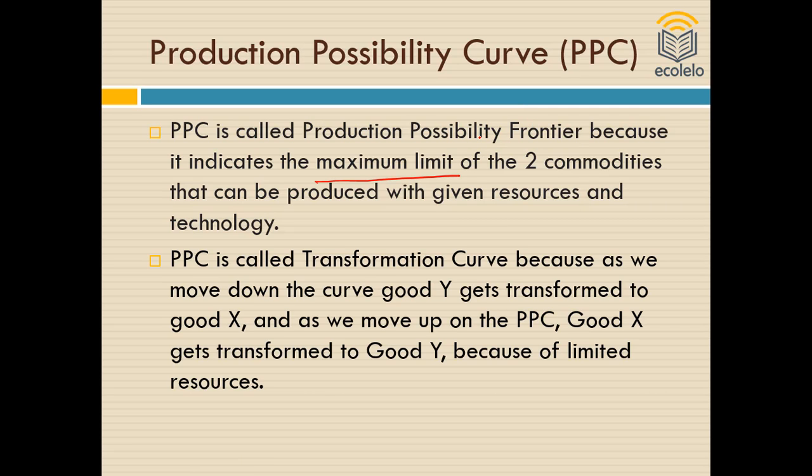Apart from PPF, PPC can also be called a transformation curve. Why? Because as we move down the curve, good Y gets transformed to good X, and as we move up on the PPC, good X gets transformed to good Y because of limited resources. Now, as I said, in the initial section we are going to talk about the definitions only. Most of it won't make sense to you as of now, but as we move on and understand what exactly PPC is, you're going to understand what this means. Why is it called a transformation curve? You're going to understand it soon. Let's continue with the lecture.